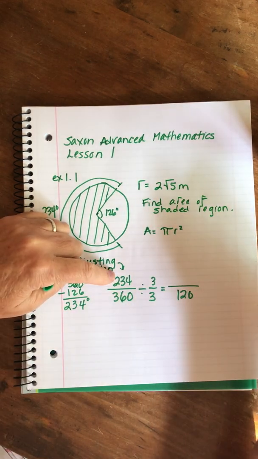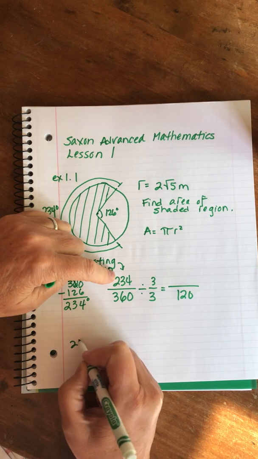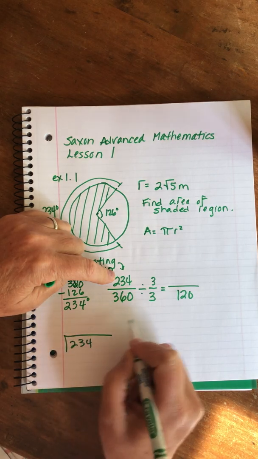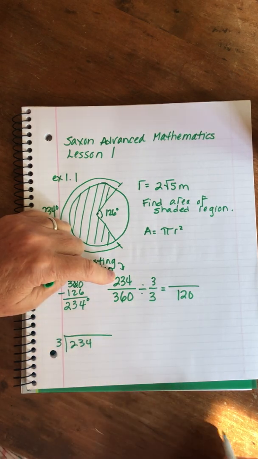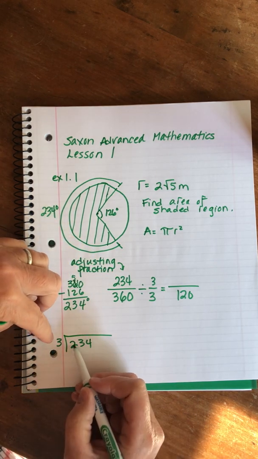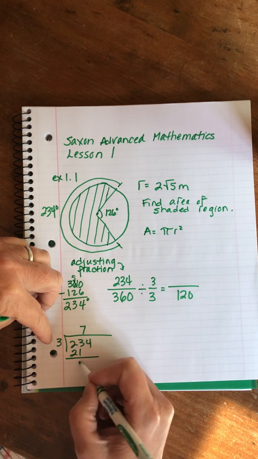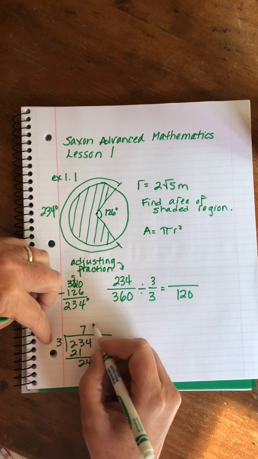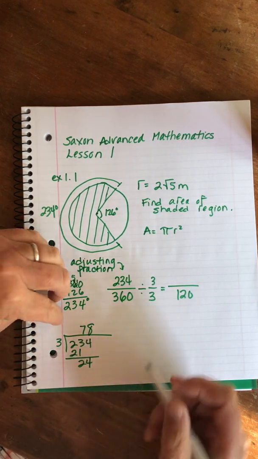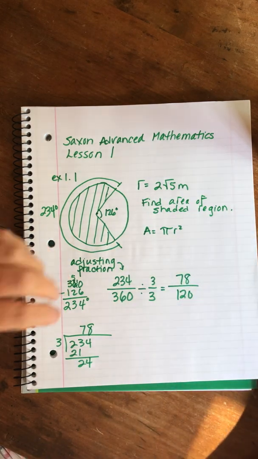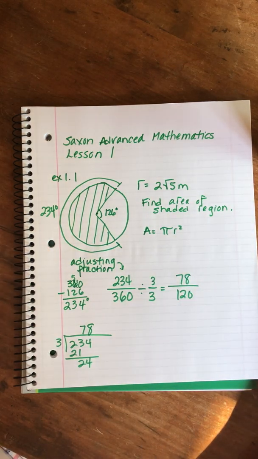Let's just do this by hand so that I don't confuse you. I'm taking 234 and dividing by 3. 3 into 2 doesn't go. 3 into 23, 7 times. And that's 8. Okay, don't even have to finish it. So 78 out of 120. Okay, that's better, but let's see if we can reduce it some more.